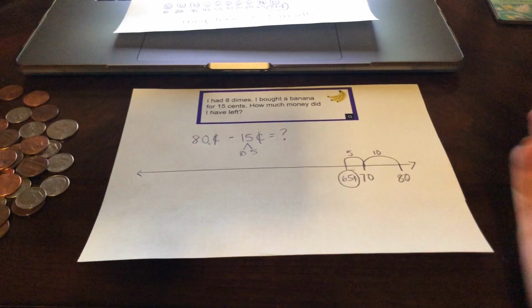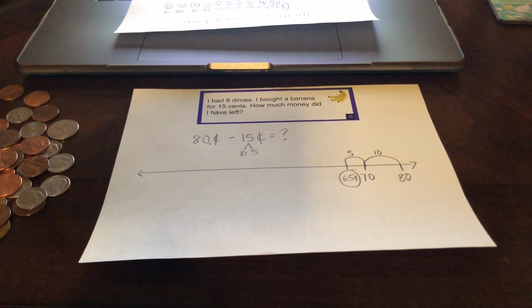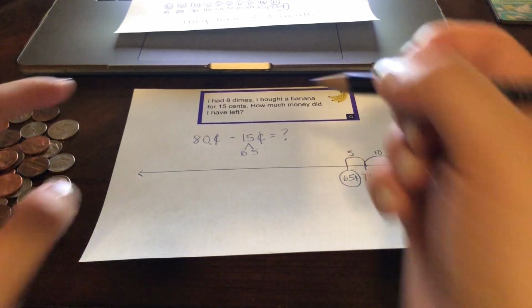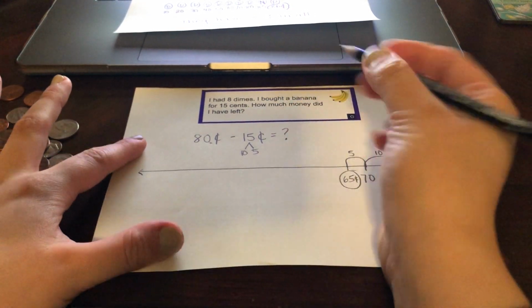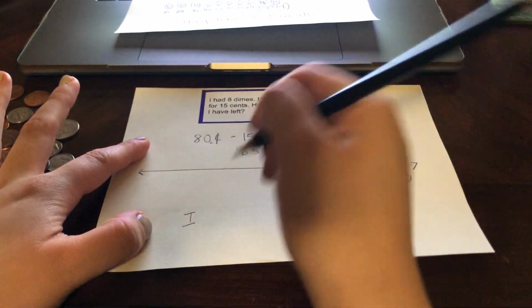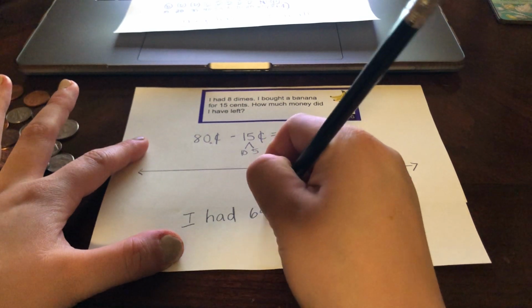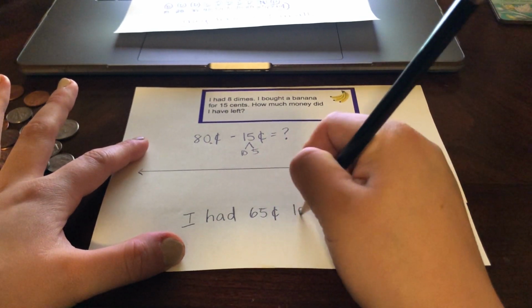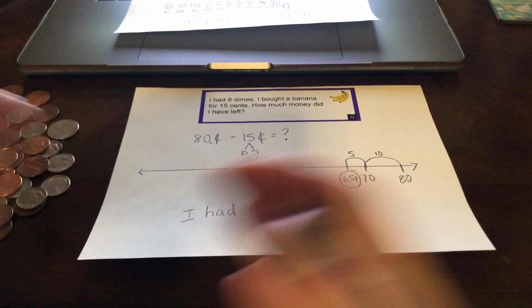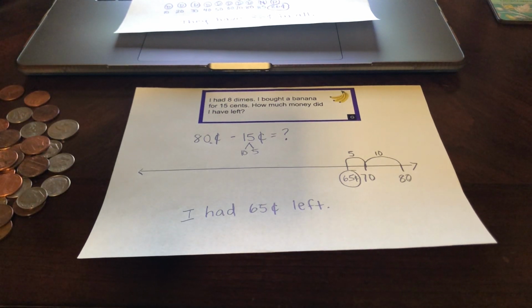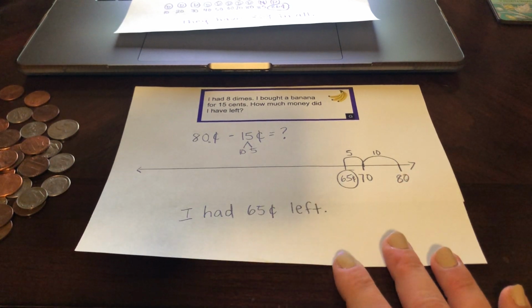So I now only have to answer this question in a sentence. So how much money did I have left? I had 65 cents left. So this looks less involved than the last problem. So some problems are going to require a lot of work shown. Some of them are going to be a bit quicker.